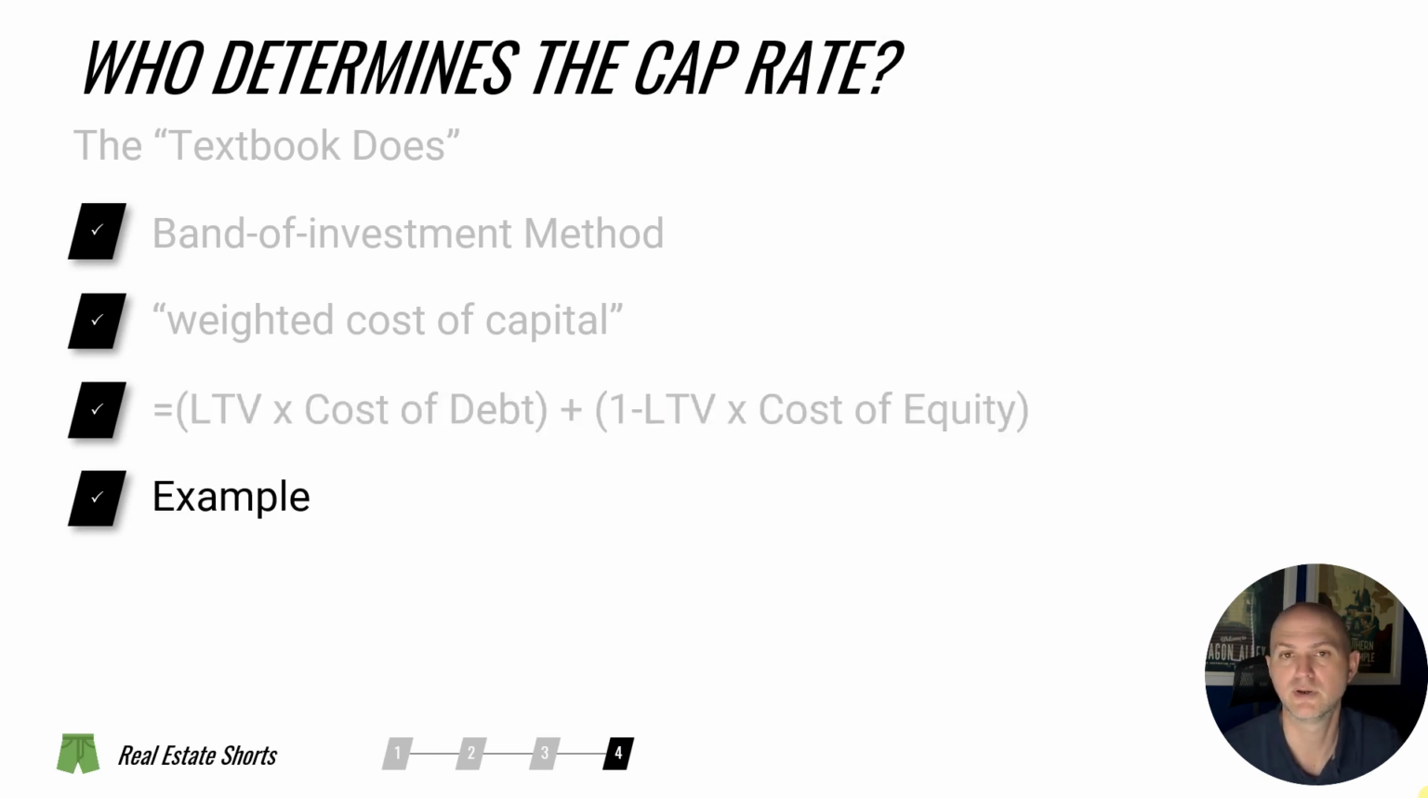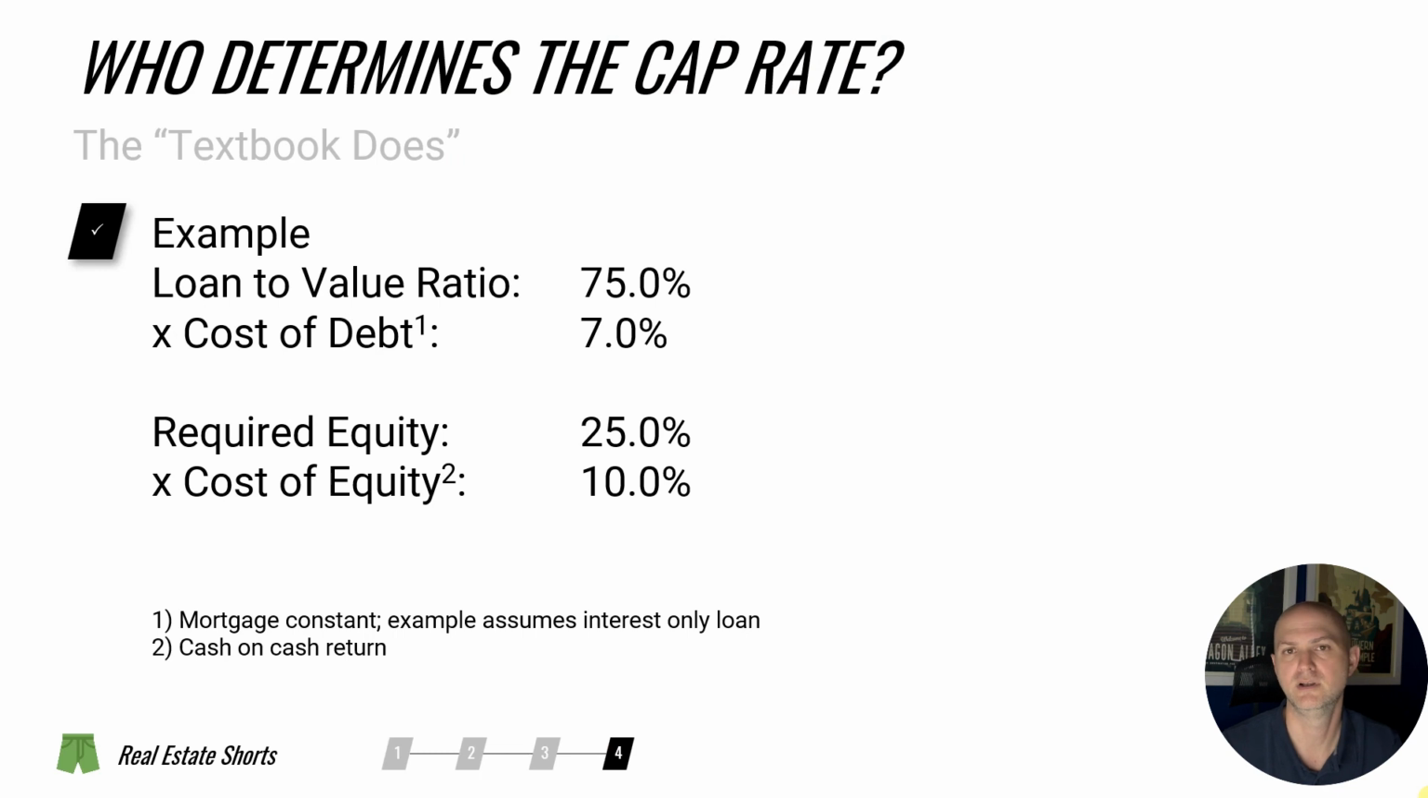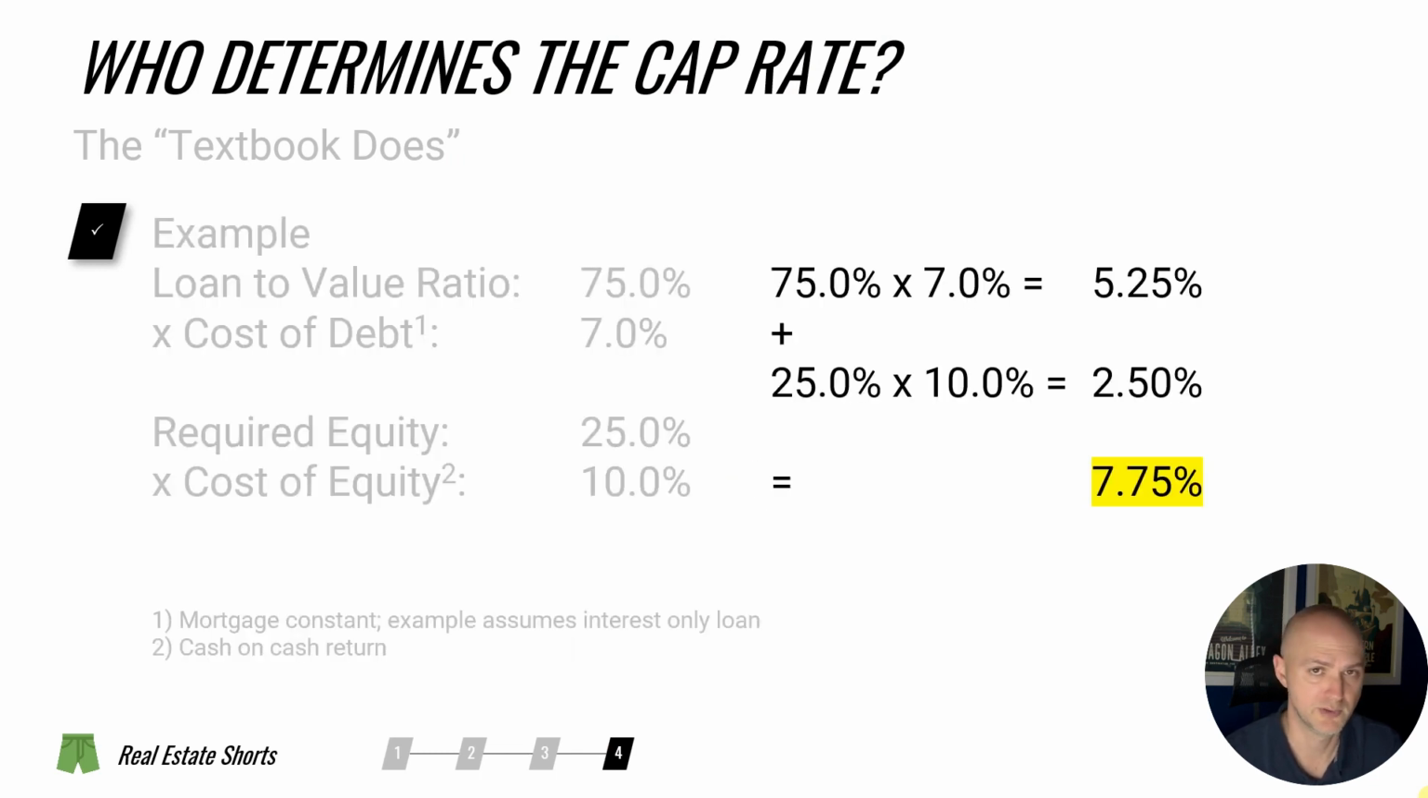So again, let's take a look at a quick example. Let's say you have a loan from a lender, 7% interest rate, 75% loan to value ratio. So that's one part of the equation. The next part of the equation is you have an investor. The investor contributes the remaining 25%, but their cost of equity is 10%. So at this point, it's basically math, right? 75% times 7% gives us 5.25. 25% times 10% gives us 2.5. 2.5 plus 5.25 is 7.75.